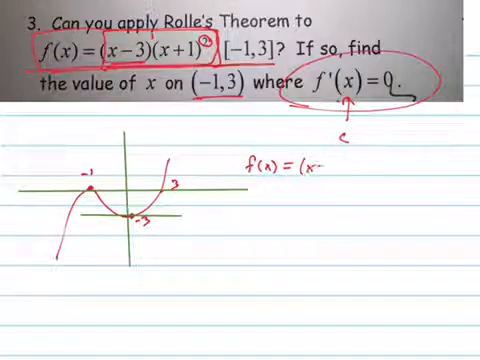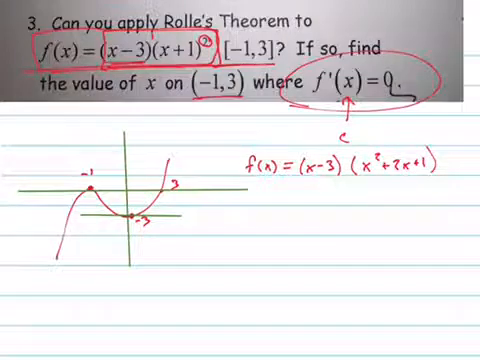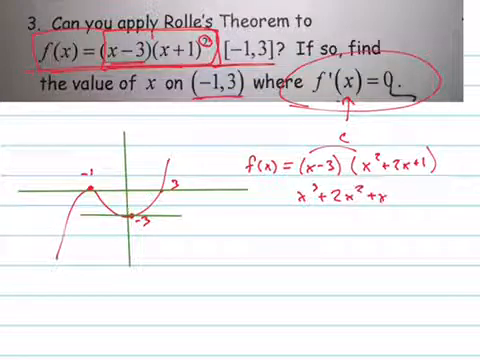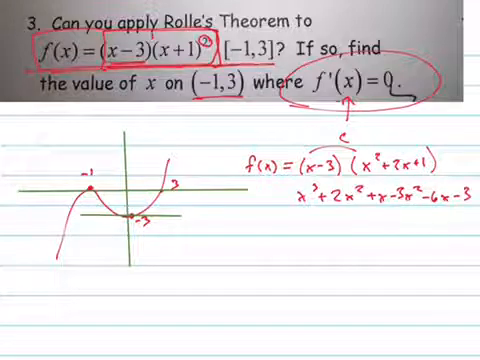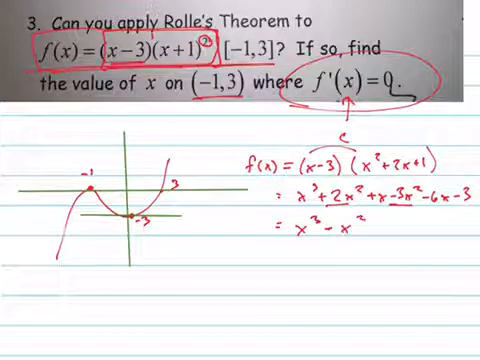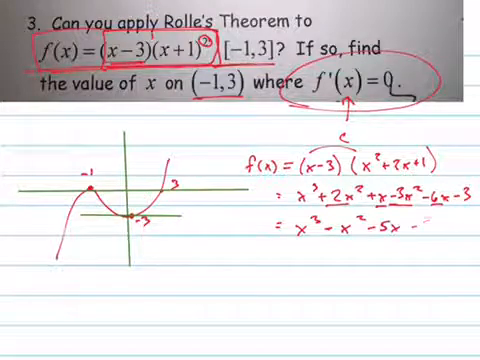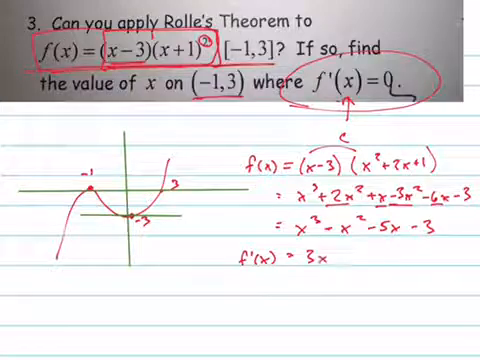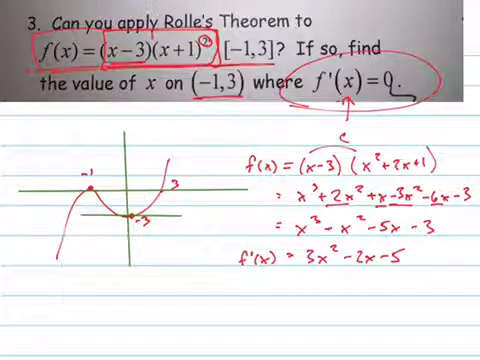So f of x equals (x minus 3) times (x squared plus 2x plus 1). And now FOIL that out. So x cubed plus 2x squared plus x, minus 3x squared, distributing the -3, minus 6x minus 3. Simplify that. That's x cubed, those add together, minus x squared, those add together, minus 5x minus 3. It didn't take that long to do. And so the derivative of that is really easy now. Just use the power rule. There I go. Now let's set that equal to 0.